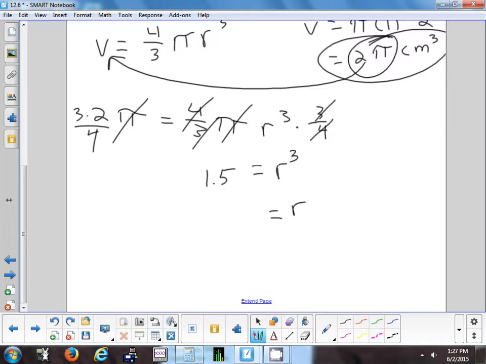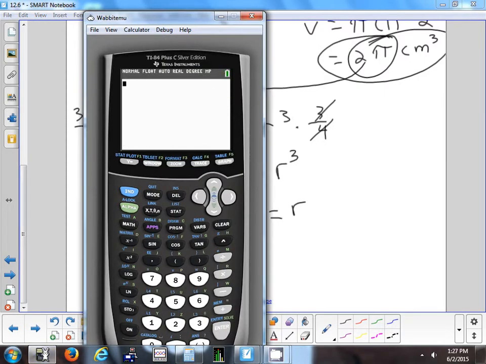Okay, when you multiply each side by 3/4, 3's are gone, 4's are gone. Only thing on the right-hand side is r cubed. On the left, we've got 6 divided by 4, which is the same as 3 divided by 2, or you could just say 1.5. Okay, what's my last step to get r by itself? Cube root.